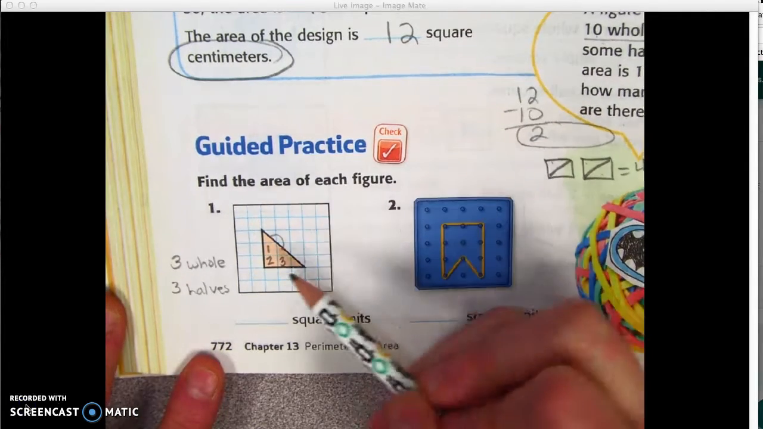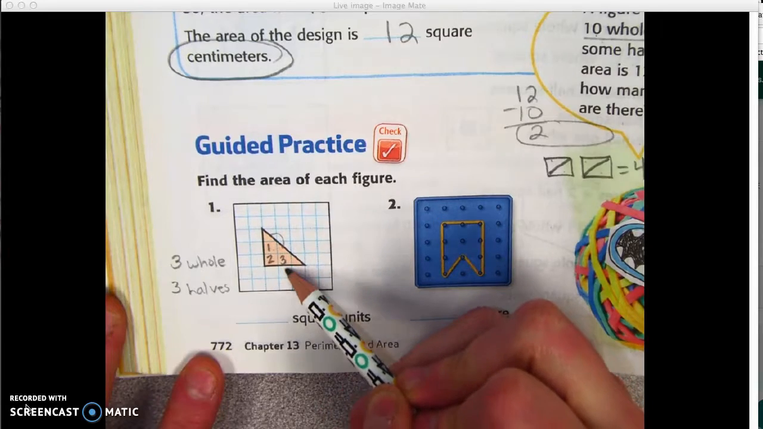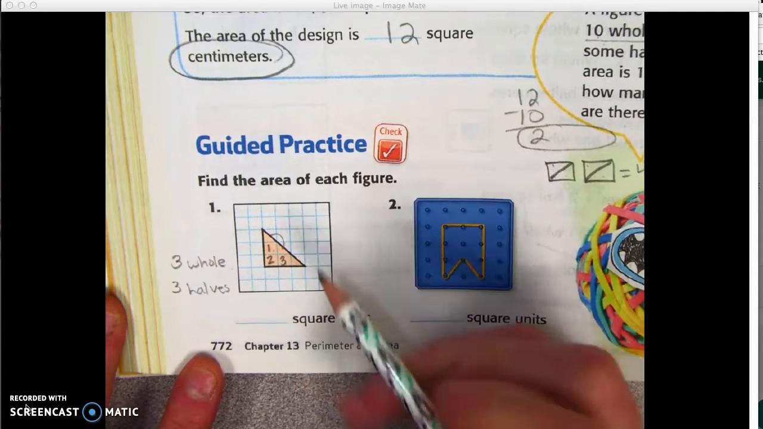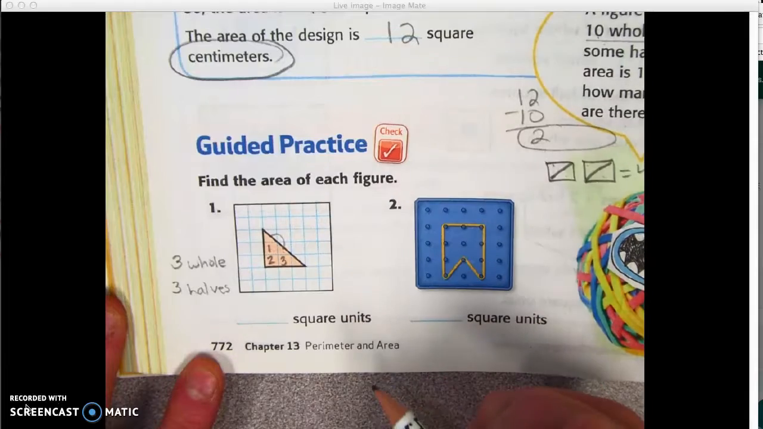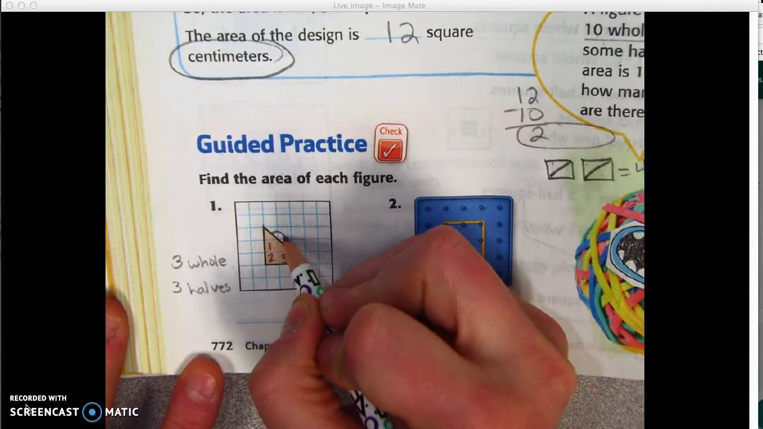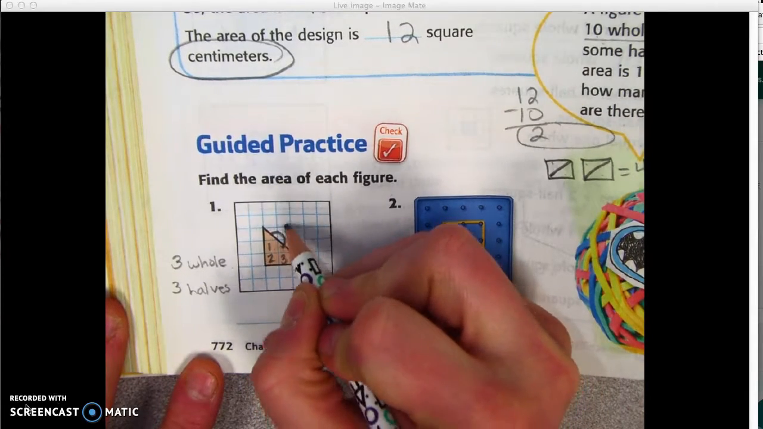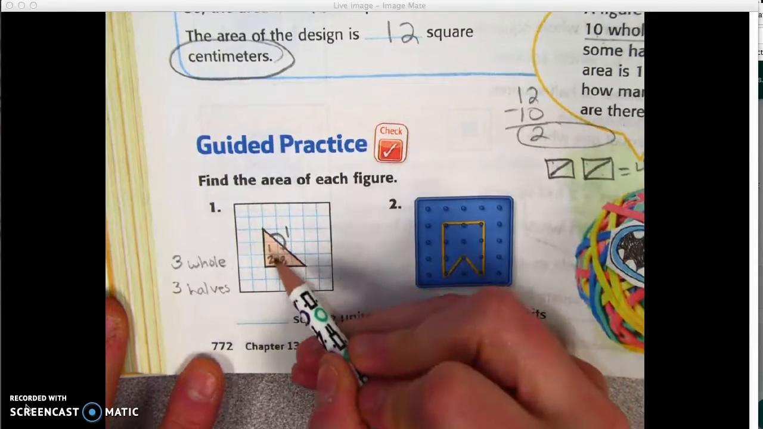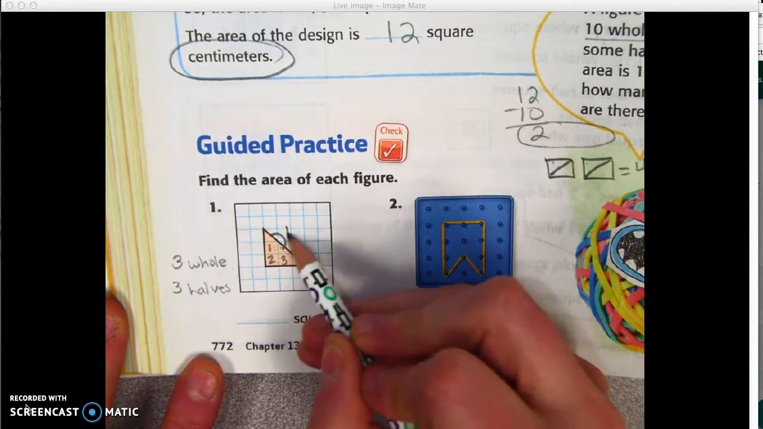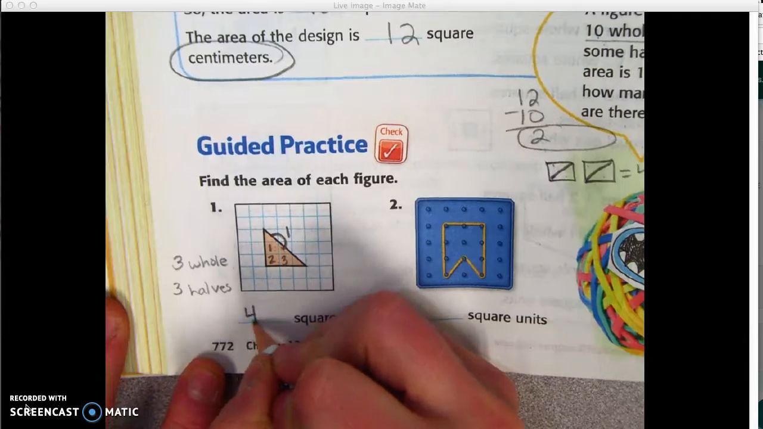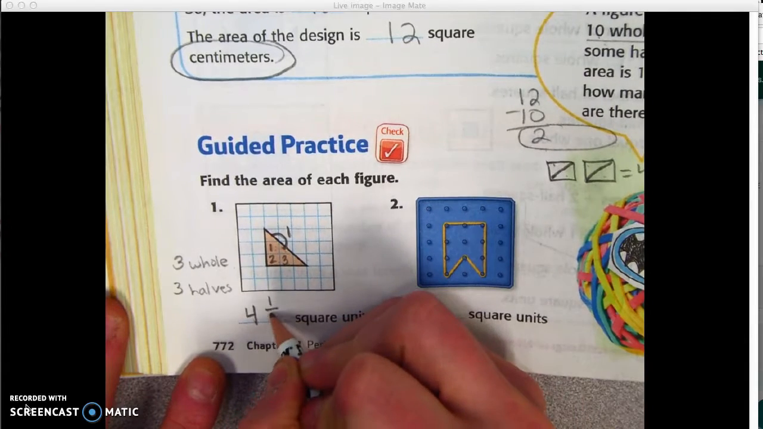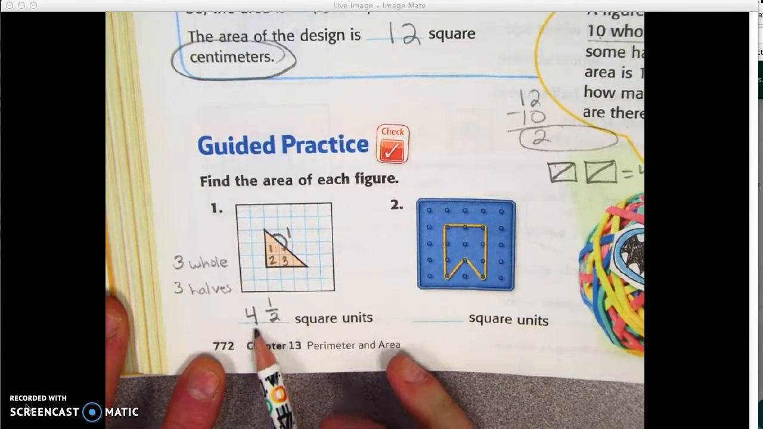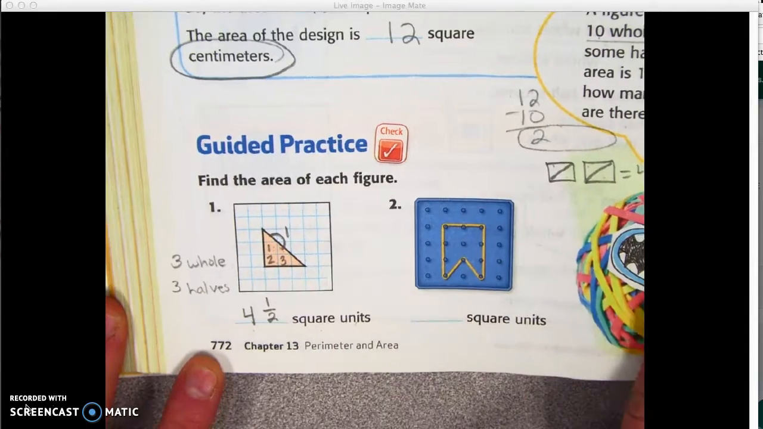Okay, so here's what I have so far. I have 1, 2, 3 whole squares, so I wrote that down. And I have 1, 2, 3 half squares. Now I know that these 2 halves make 1 whole. So I'm going to count it as 1, 1, 2, 3, 4 wholes and 1 half. So that puts me at 4 1/2 square units.